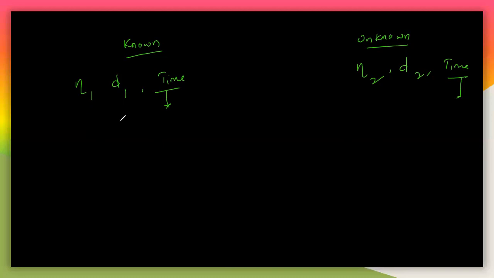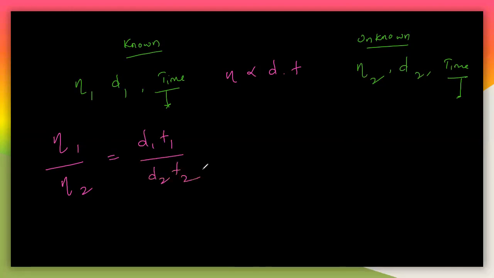So whatever, maybe you will take the time here. So you know that generally we can write here eta, general eta, which is directly related to the density and the time. So that is why I can write here eta 1 by eta 2, I can write this is d1 t1 by d2 t2. So we can write like this.